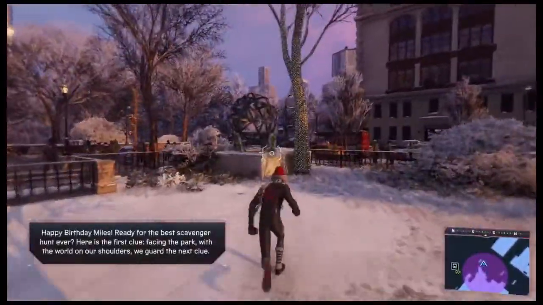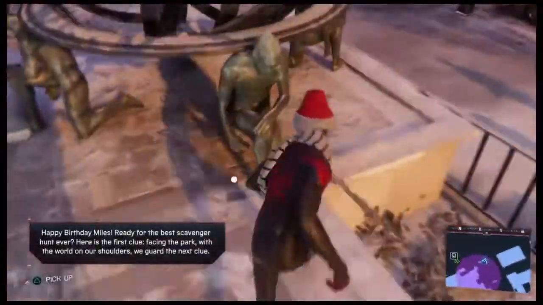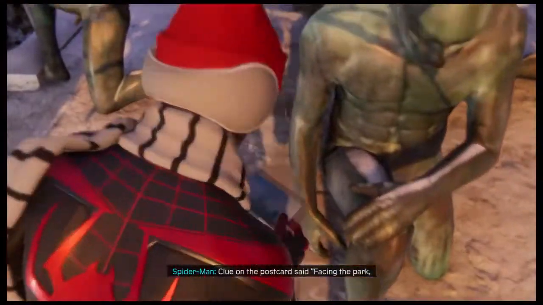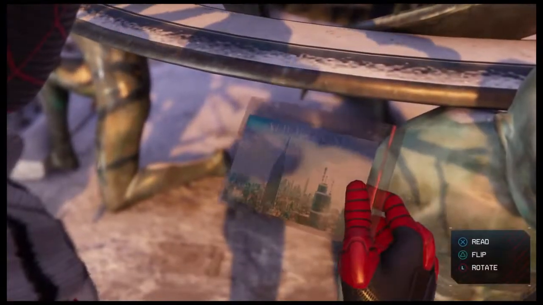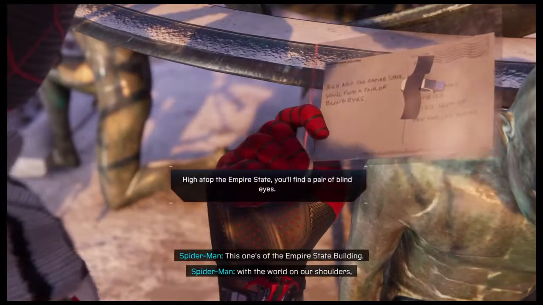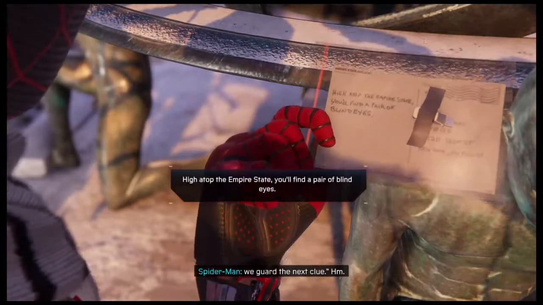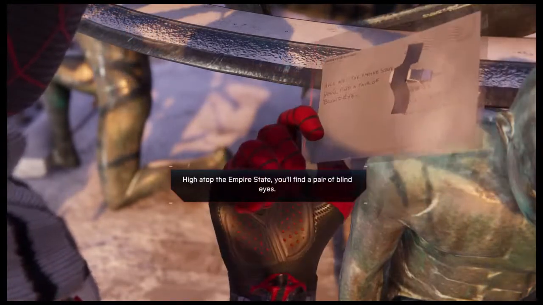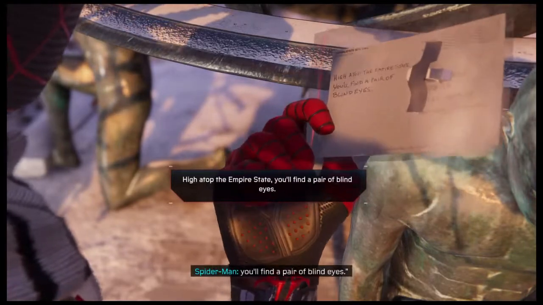Okay. Natural History Museum. This one's of the Empire State Building. High atop the Empire State, you'll find a pair of blind eyes.